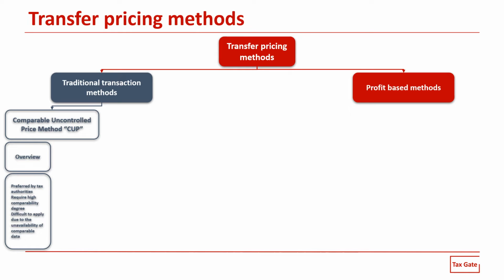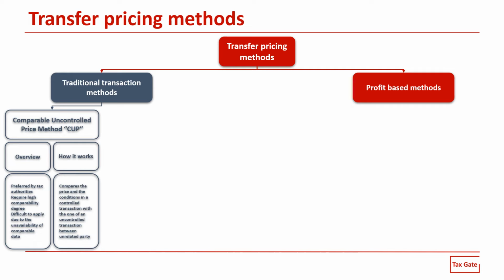The CUP method compares the price and the conditions of the products or services in a controlled transaction with those of an uncontrolled transaction between unrelated parties. And to have this comparison done, the CUP method needs the relevant comparable data, and here we should highlight that in order to consider the comparable price, the uncontrolled transaction has to meet the highest comparability standards. In a different way, the transactions must be extremely similar to be considered comparable under this method.